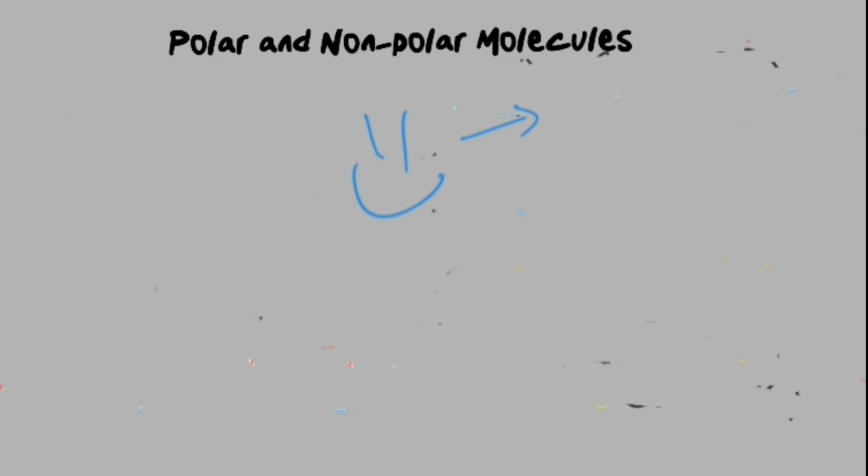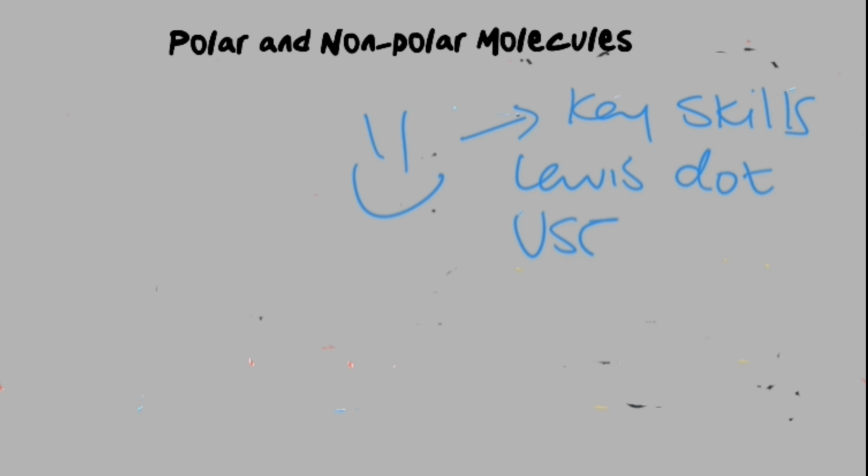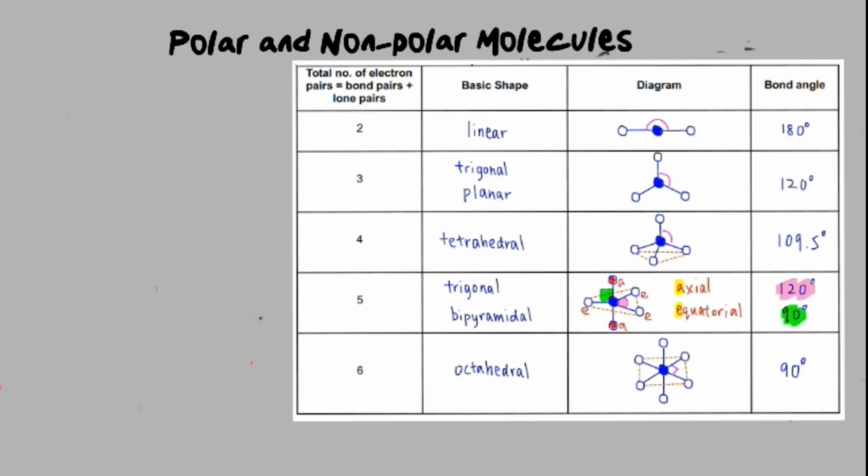And remember the key skills: Lewis dot and VSEPR. So let me try to insert what VSEPR says briefly. Alright, so I've inserted here the ideal shapes that form from the VSEPR theory. You need to know these shapes.